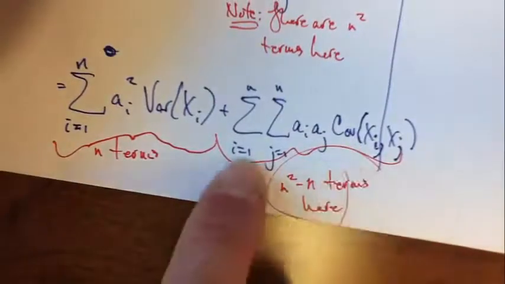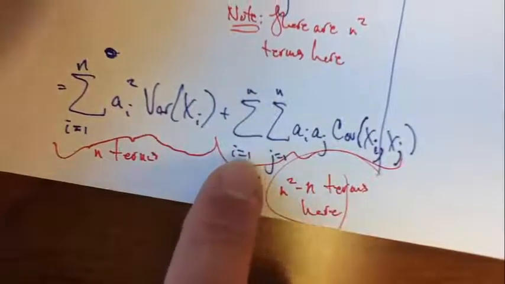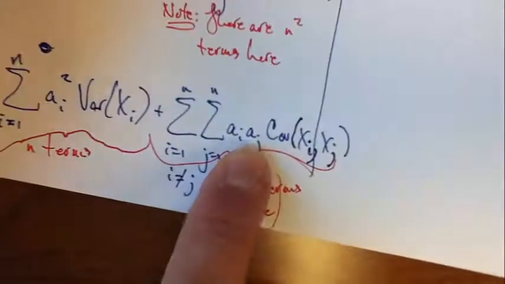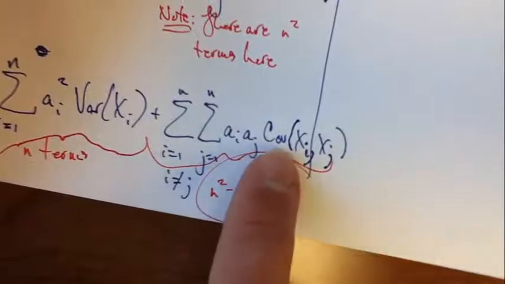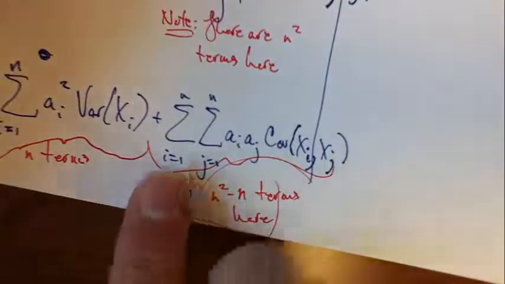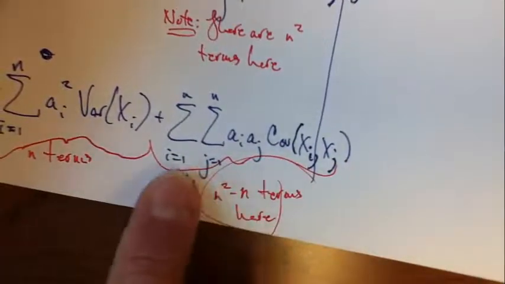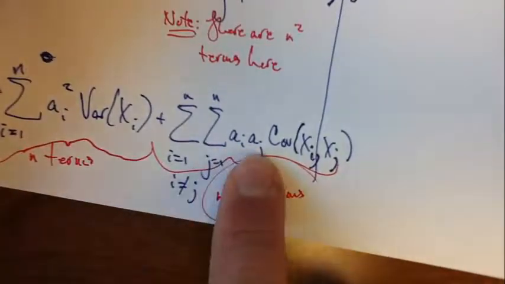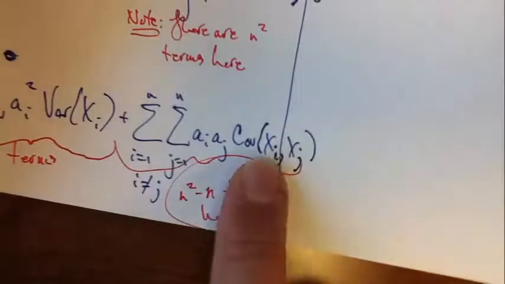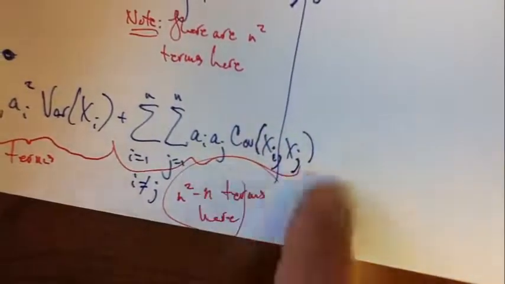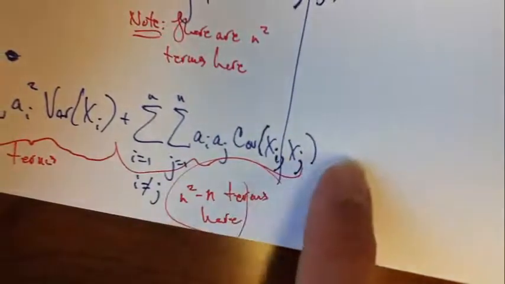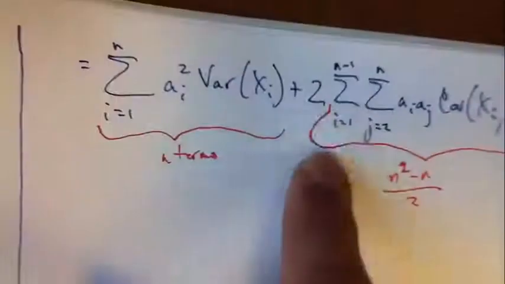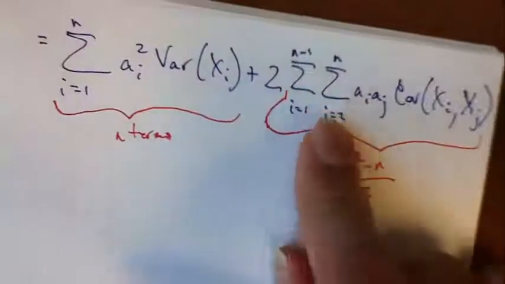Like when i equals 1 and j equals 2, you get a1 a2 times the covariance of x1 with x2. And then you also have the case where i equals 2 and j equals 1, and you have a sub 2 times a sub 1 times the covariance of x2 with x1. Those two terms are the same, right? So you could do that computation once and then multiply by 2. And that happens for every pair of terms.